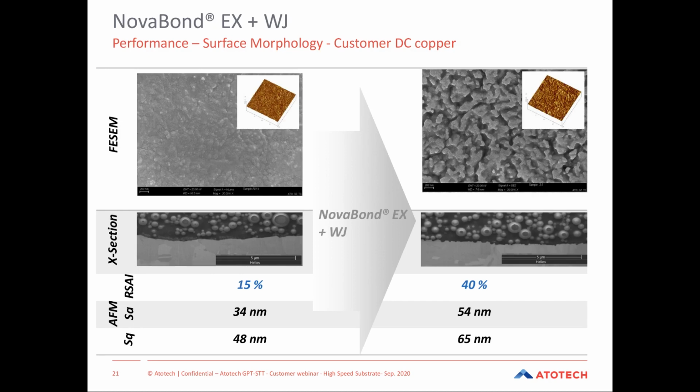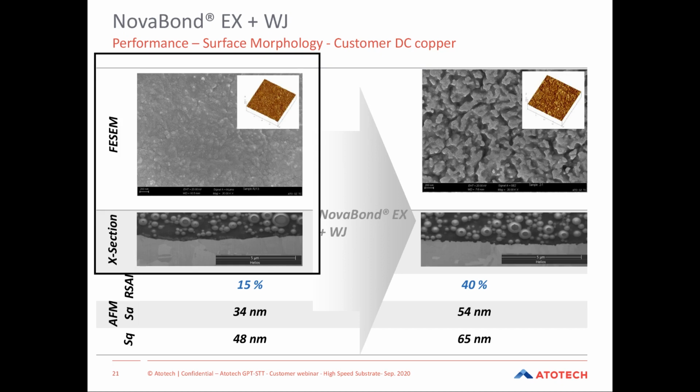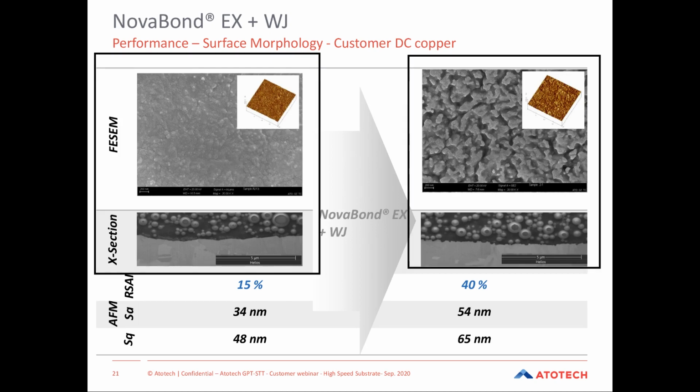The roughness of WJ, if you can see in here, from left to right, is what we had initially when we just received the sample, and also after the WJ process, or Novabond EX plus WJ process. You can see here the surface roughness. First I would like to emphasize that we measure by AFM. The surface roughness in terms of Sa is not so much different. It's only some nanometer increase.